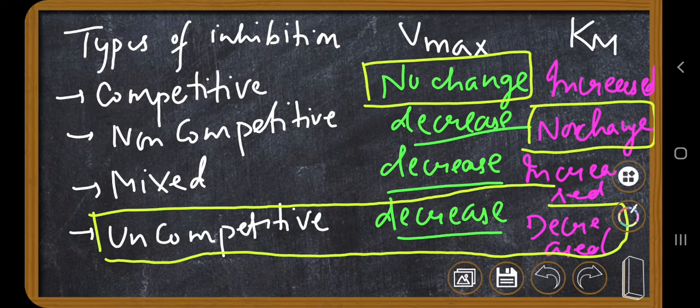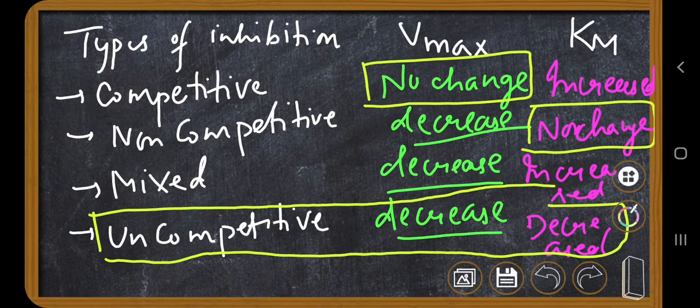You just have to remember that Vmax value is going to have no change in competitive, and in the rest of the cases it is going to be decreased. And for Km values, again you can see in non-competitive it is going to have no change, and in the rest of the scenarios it is going to have changes. That is, in competitive it is going to be increased, mixed it is going to be increased, and uncompetitive it is going to be decreased. Okay, so you can have this scenario, or you can remember it.